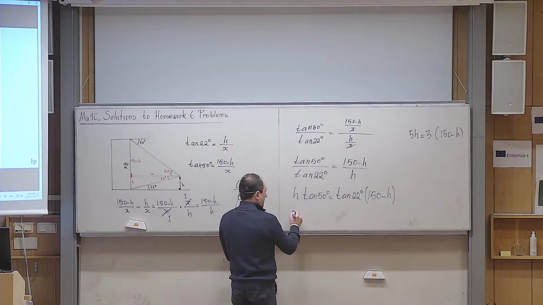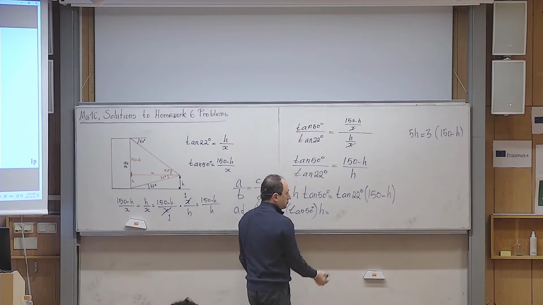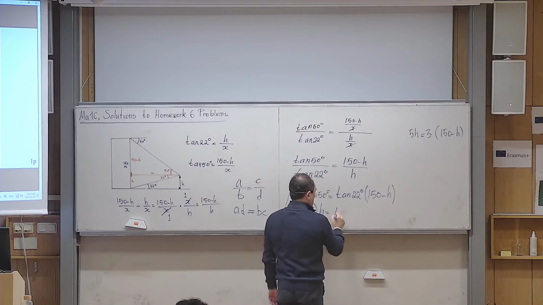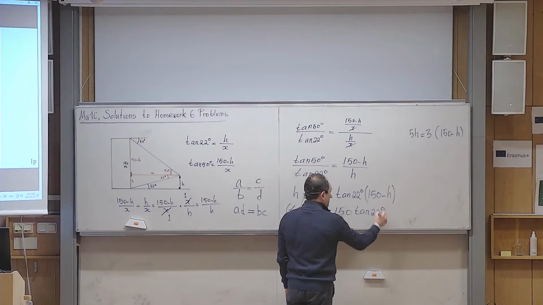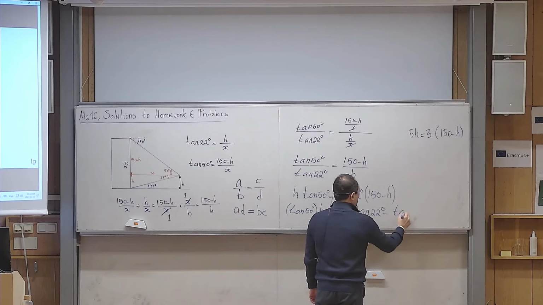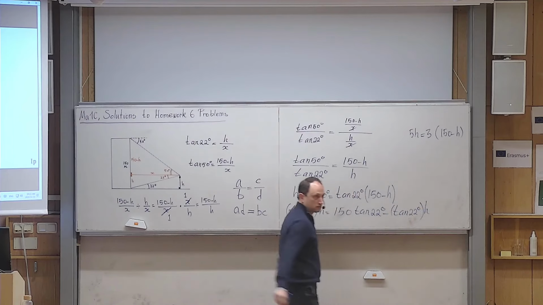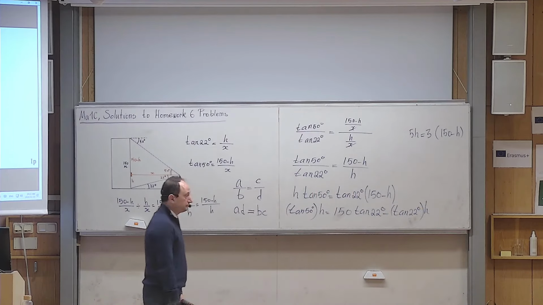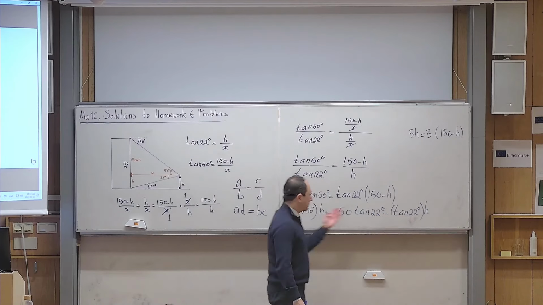So if you don't mind, let me write tangent 50 on the left-hand side of h. And as I told you, I multiply this in. It becomes 150 tangent 22 degrees minus tangent 22 degrees times h. And what do I do? I move this one to the other side.